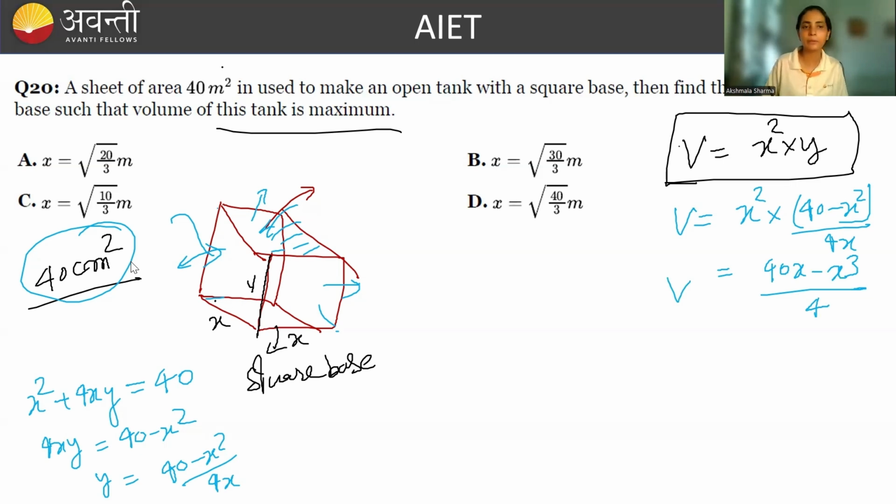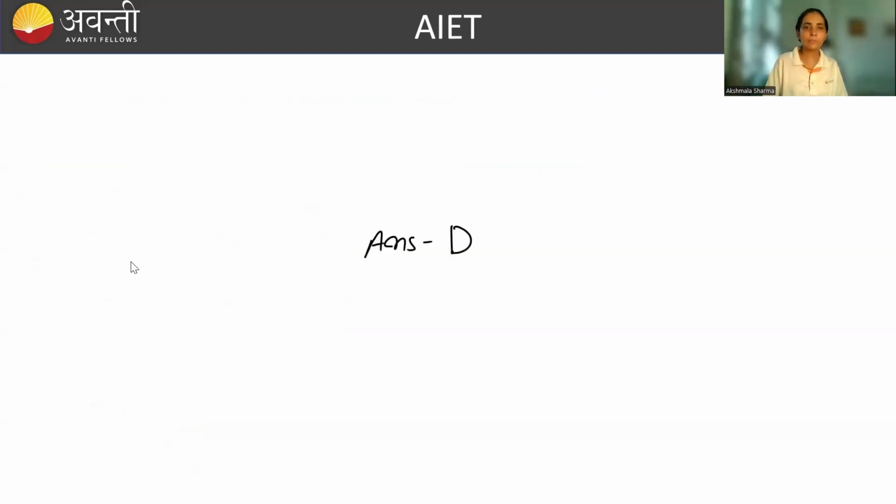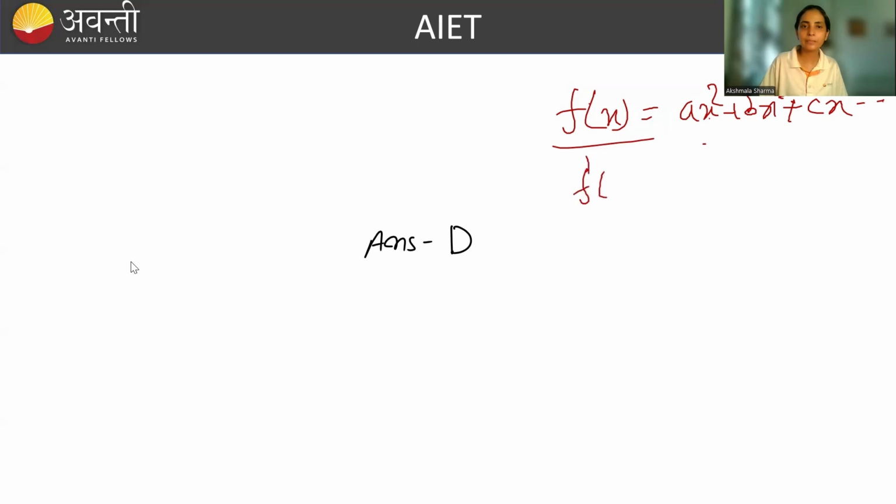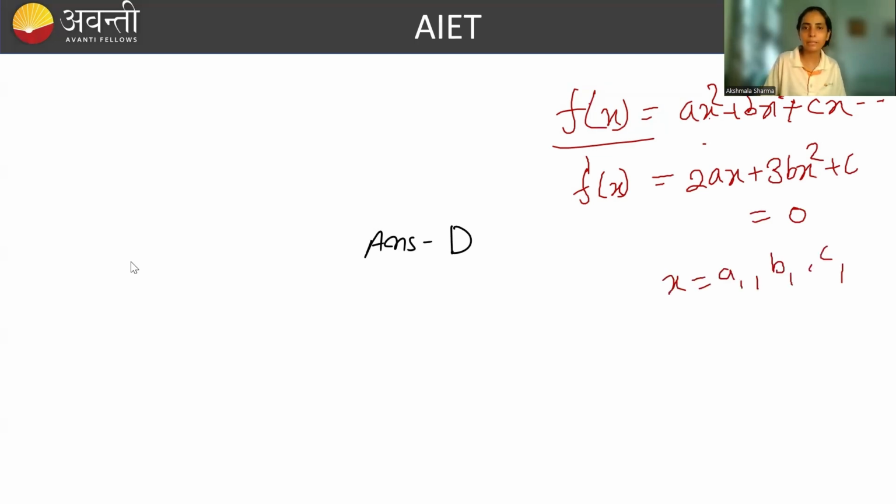You know how to maximize a function. You know or not? Because if there is a function f(x) say ax square plus bx cube plus cx, something like that, and we have to find the value of x at which this function will be maximum, what we do is first differentiate f(x) for the first time with respect to x. Here it will be 2ax plus 3bx square plus c, and then we equate it to 0. By equating it to 0, we get certain values of x. So suppose we got a1, b1, and c1 as values of x.